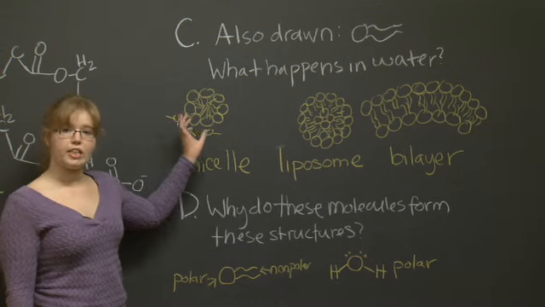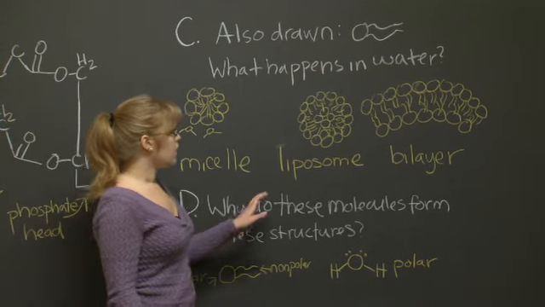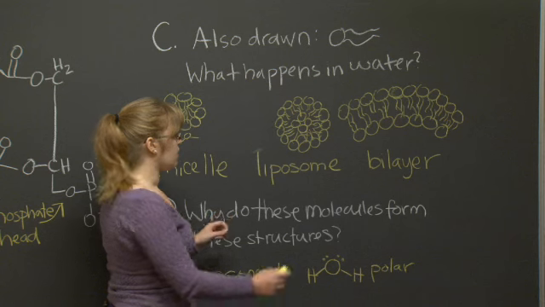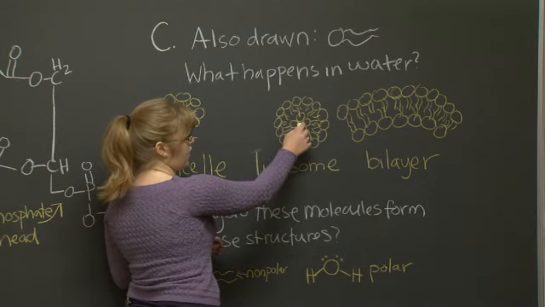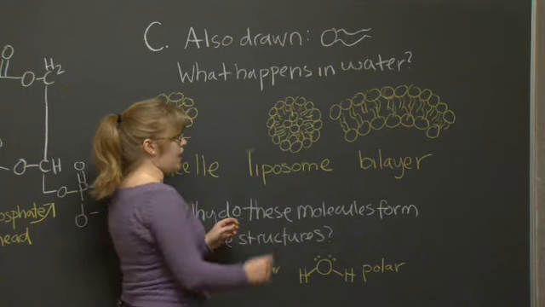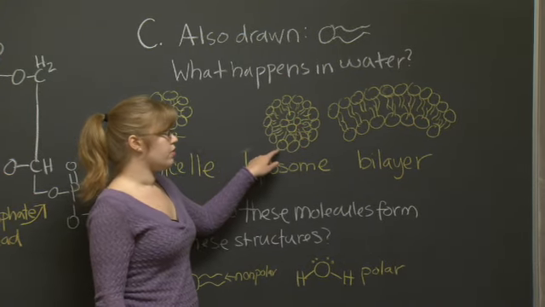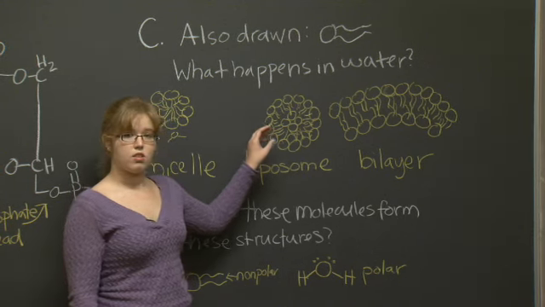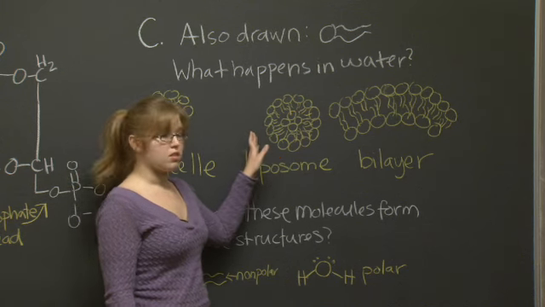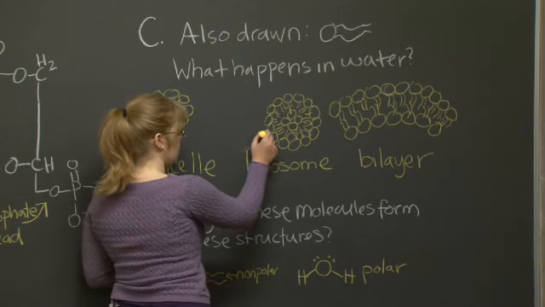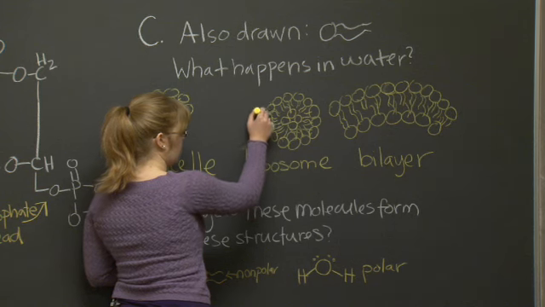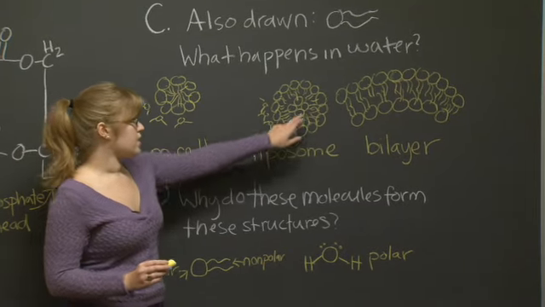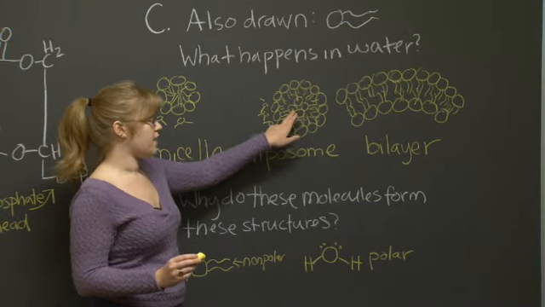and the tails all hidden on the inside, or it can form a liposome, which is two layers with a very tight layer of phospholipids on the inside and a larger layer of phospholipids on the outside, with the tails facing inwards and the heads facing outwards towards the water. And there is also water in the middle as well, facing these polar heads.